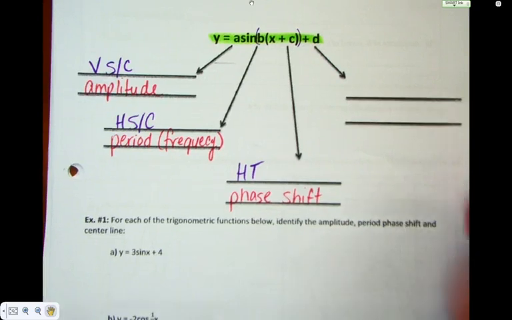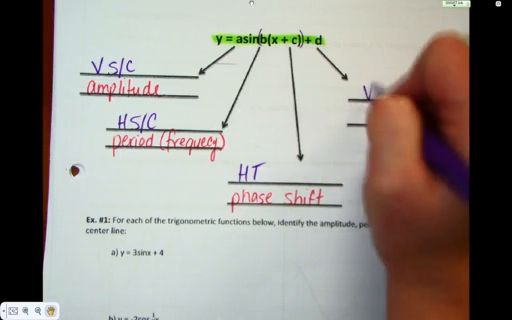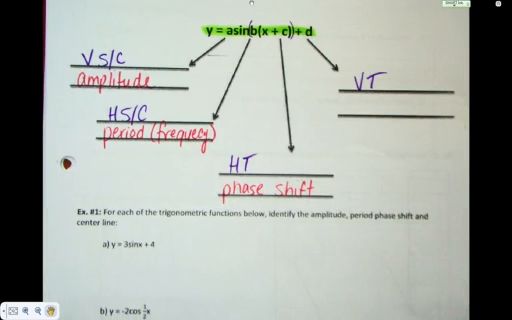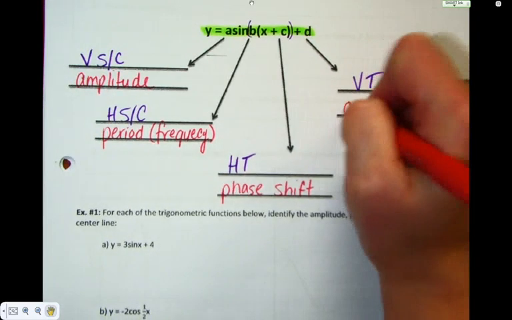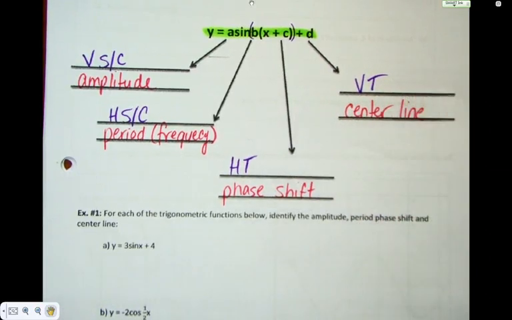And D in terms of transformations. Vertical translation. And in terms of sinusoidal functions, it's called the center line. So it's a line that runs halfway through the graph. So mathematically, we're not doing anything different. All we've done is just call them something different.